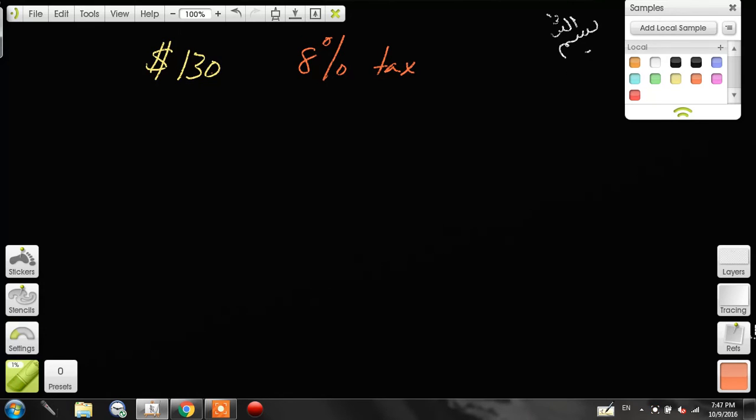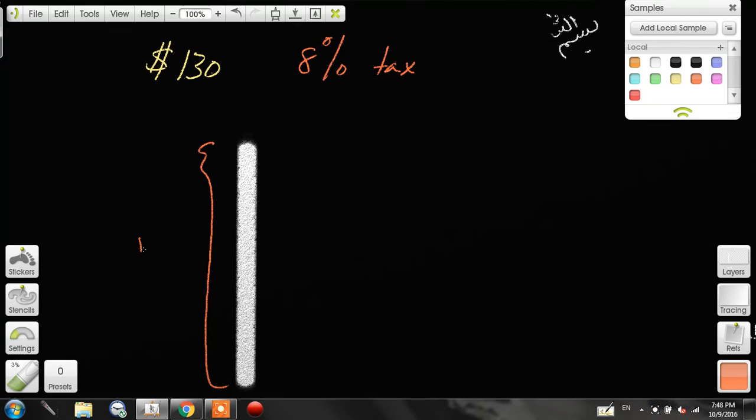Now, tax is added to this price, right? It's not like off. You don't get 8% off. Taxes don't work that way. Taxes you have to pay extra. So here is the price. Imagine that's the price. So all of this is $130.